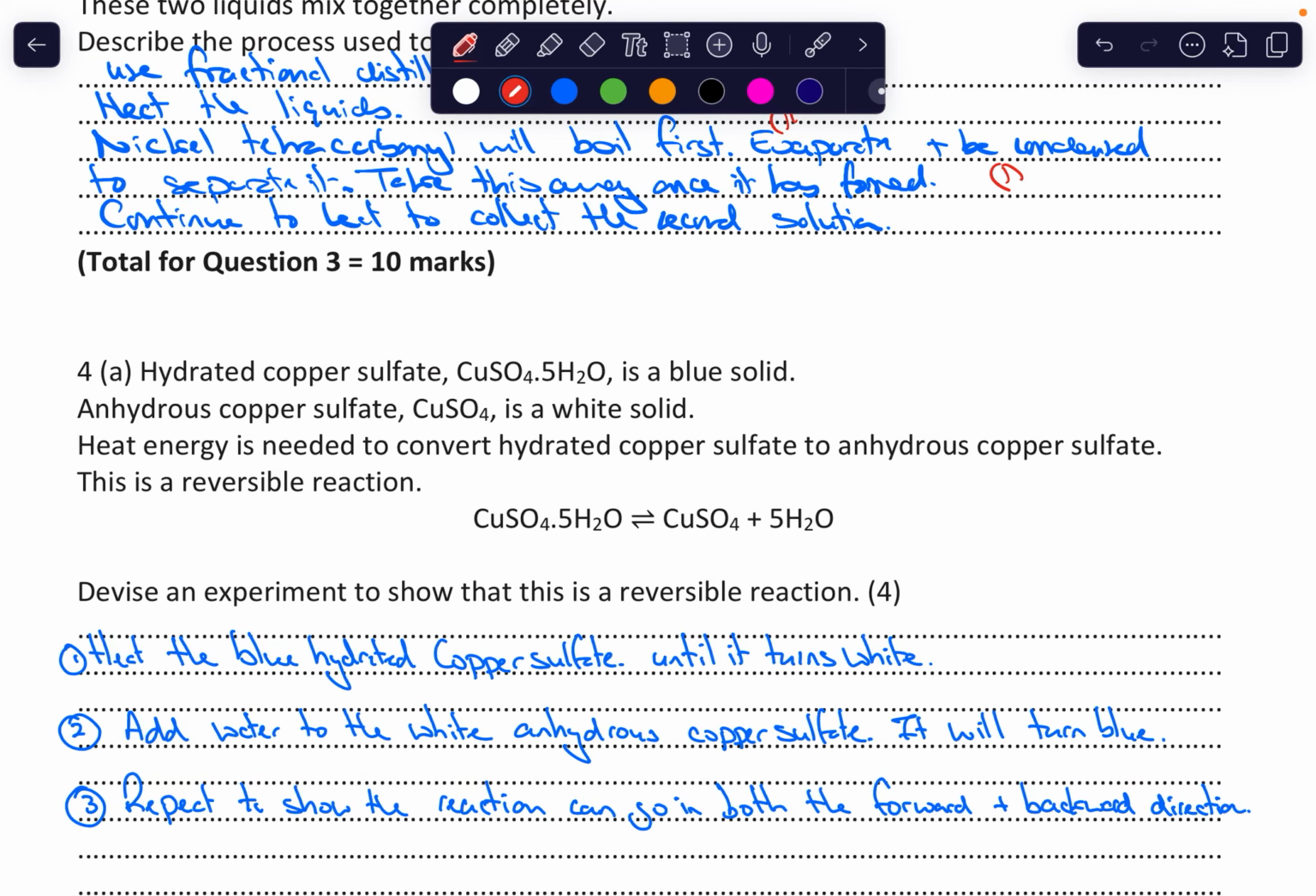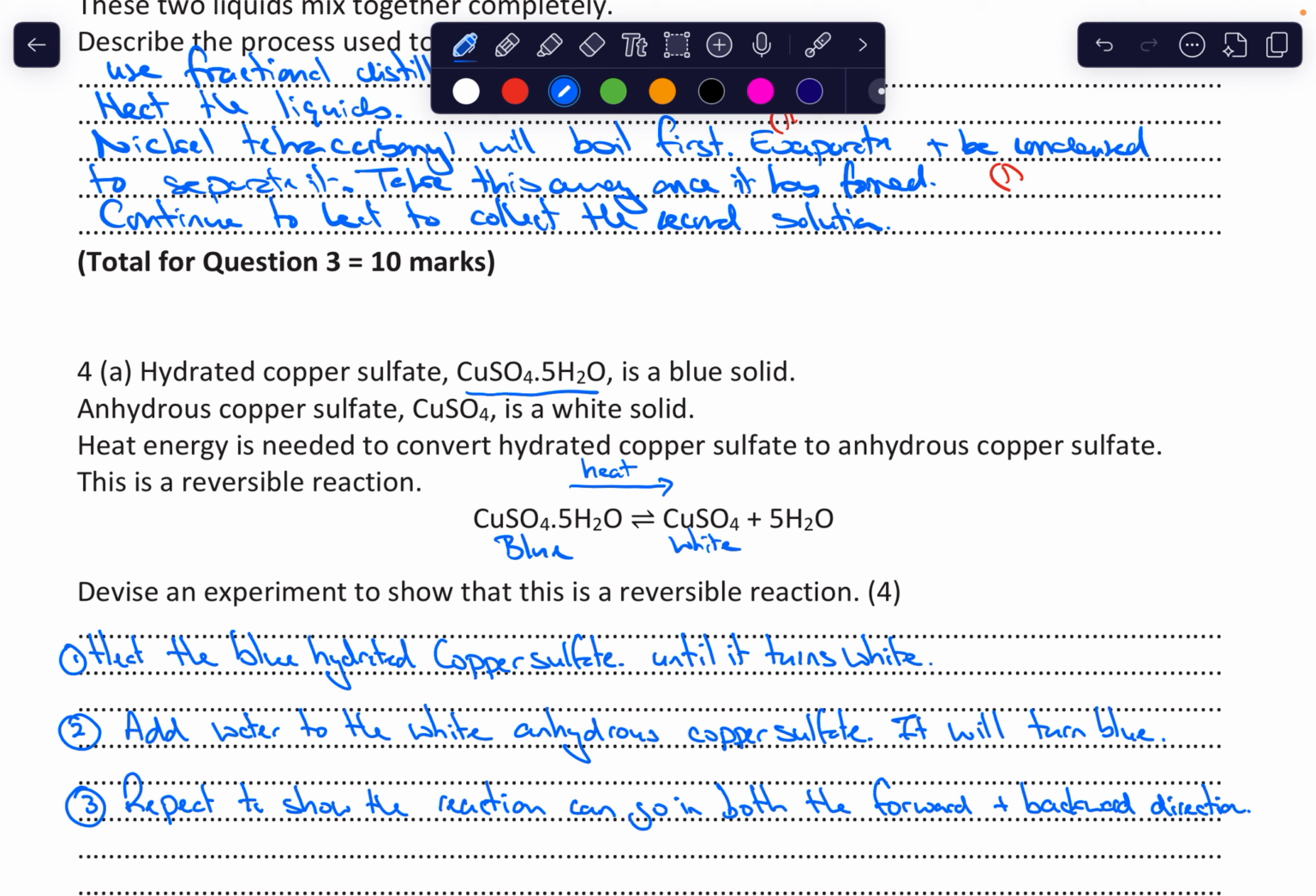Okay, in this question, they're giving you a lot of information to try and help you. So they're telling you in here that the copper sulfate that is hydrated is a blue colour. So here I'm going to put this underneath the equation so we can see it's blue. And then it says the anhydrous copper sulfate is white. So over here we have got white. And it says heat energy is needed to convert the hydrated to the anhydrous copper sulfate. So going that way, to make it go from the blue chemical to the white chemical, we need to heat this up. So describe how we can show this is reversible.